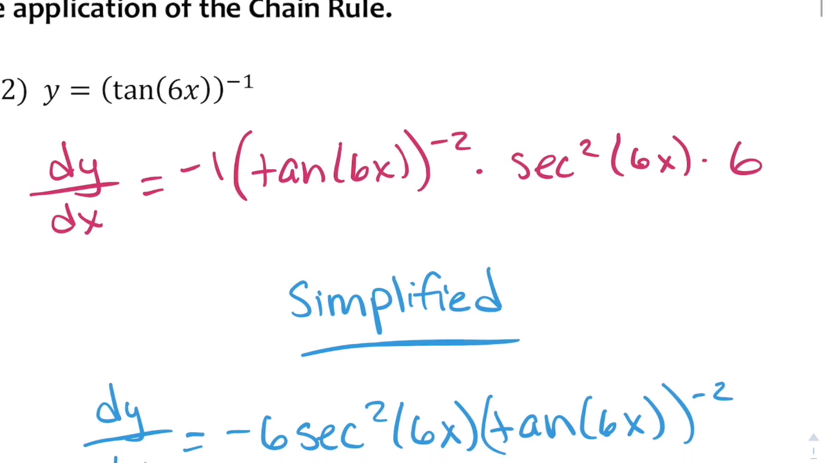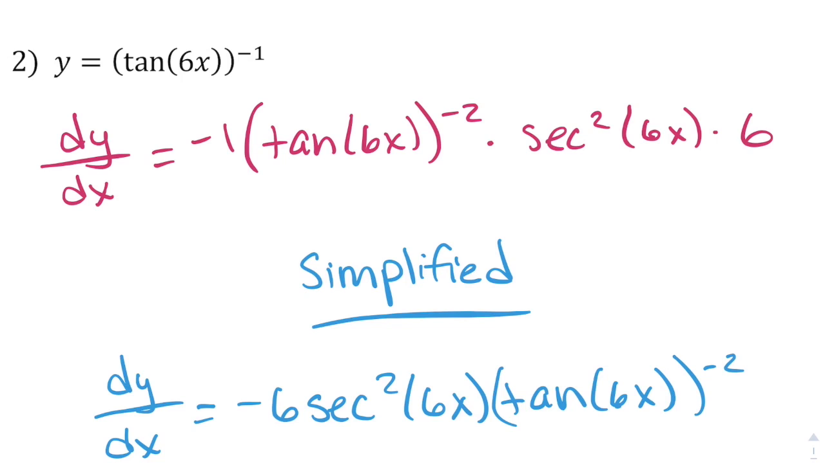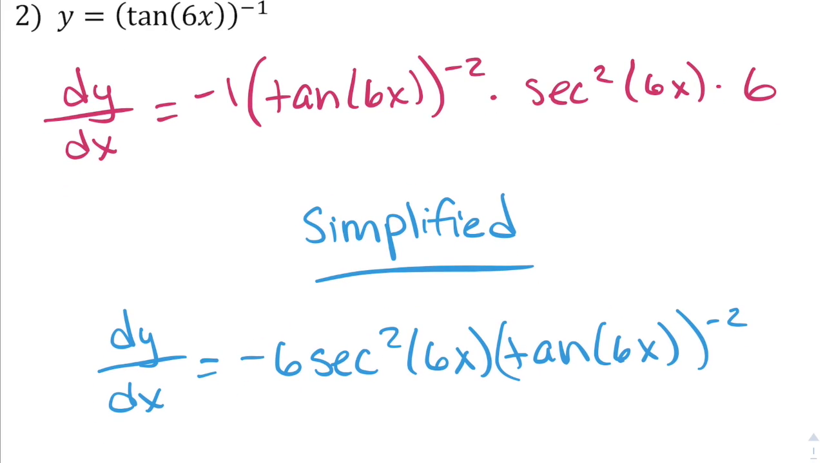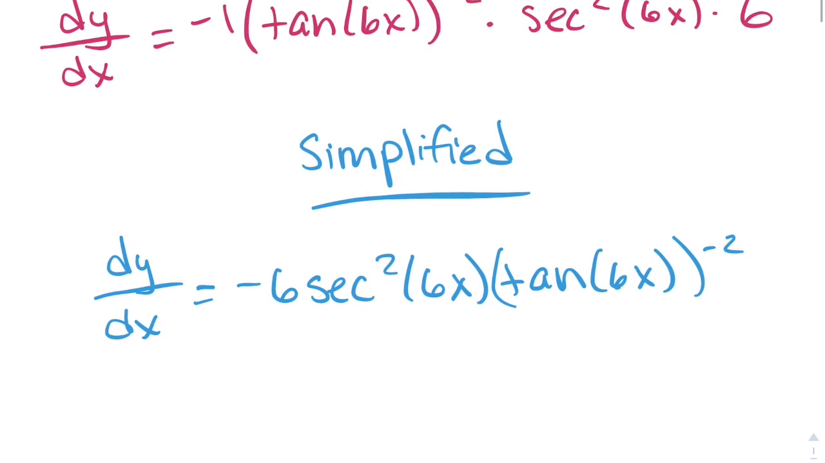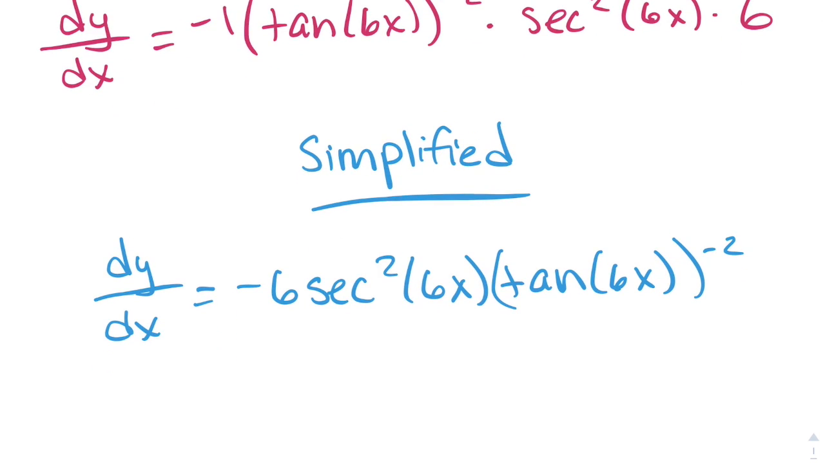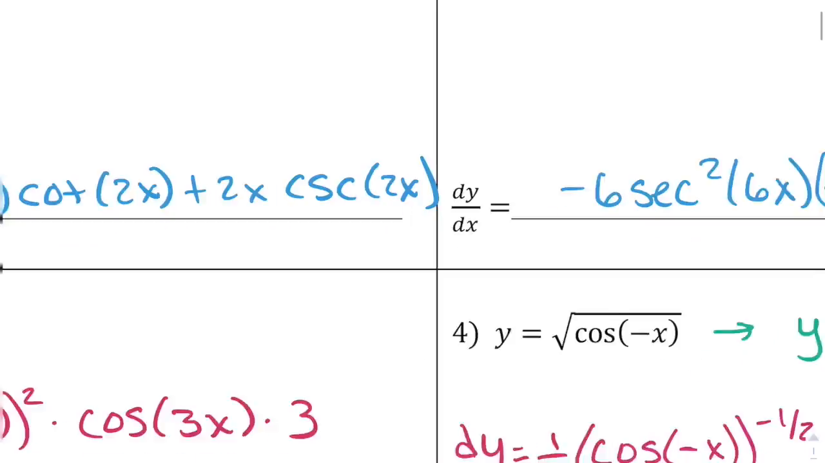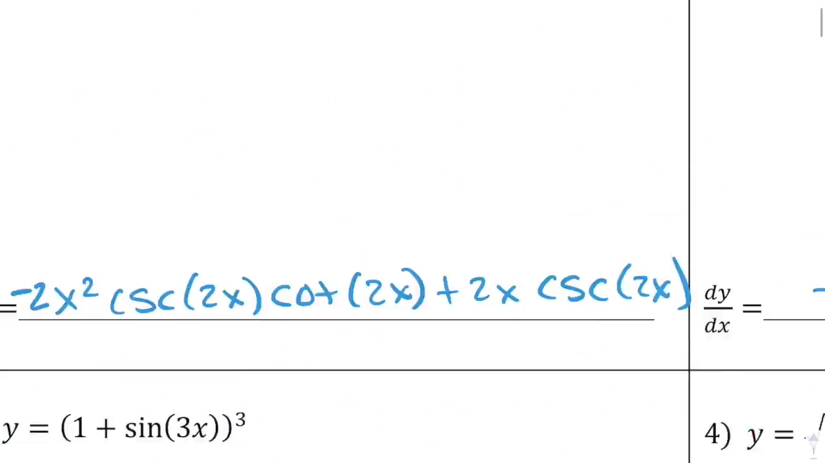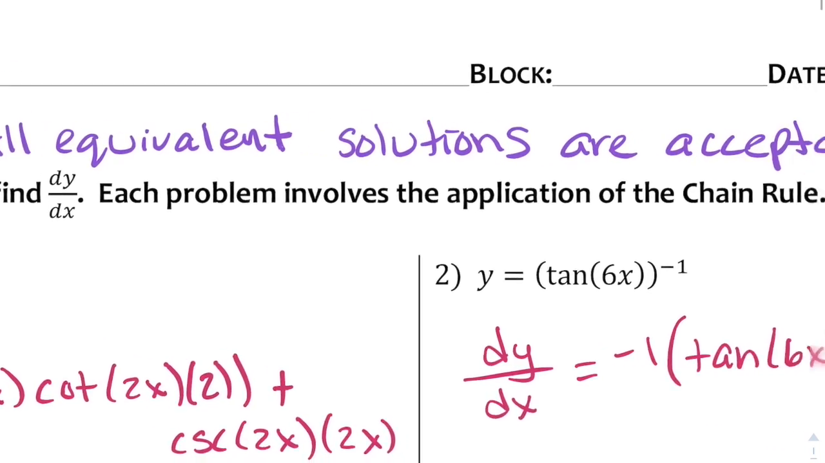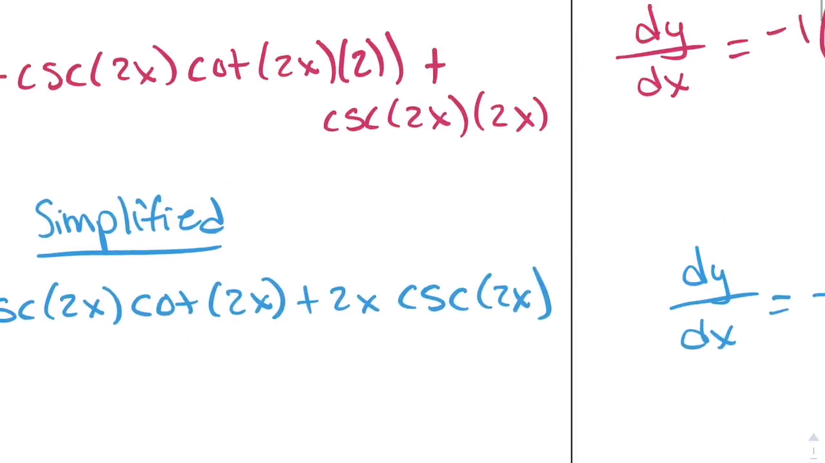If we rearrange, we want to attach the negative 1 and the 6 together through multiplication. We bring secant squared of 6x to the front as well, and then we have tangent of 6x to the negative 2. We could even write that in the denominator if we wanted to. Just the tangent of 6x squared would go in the denominator if we chose to do that. Either answer is correct. I have a little note here: all equivalent solutions are acceptable for answers.